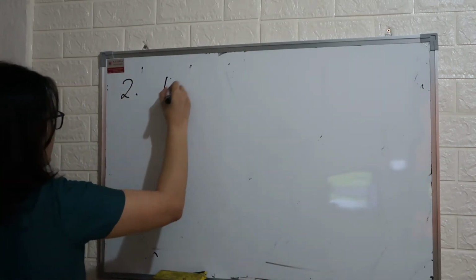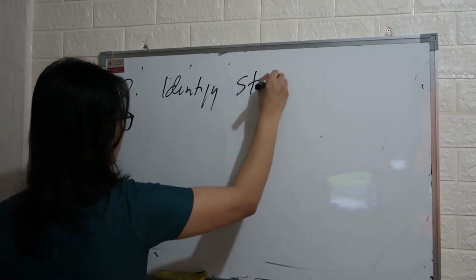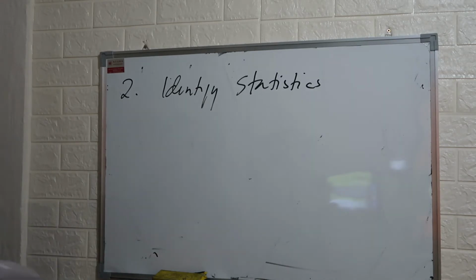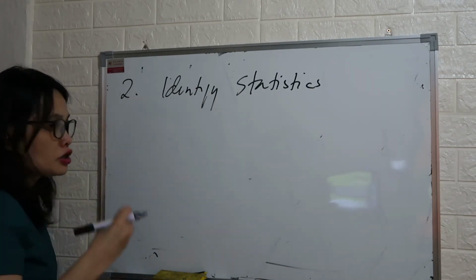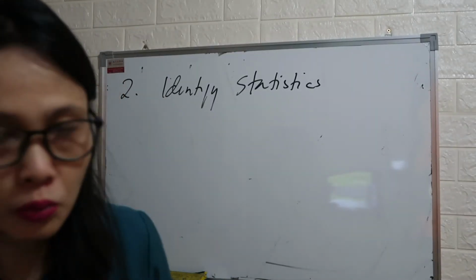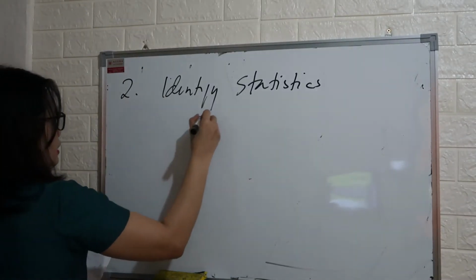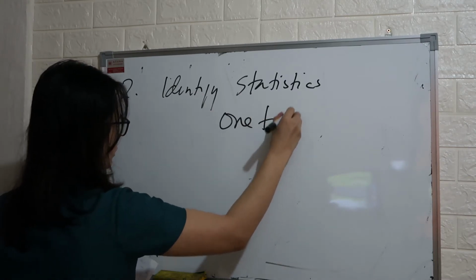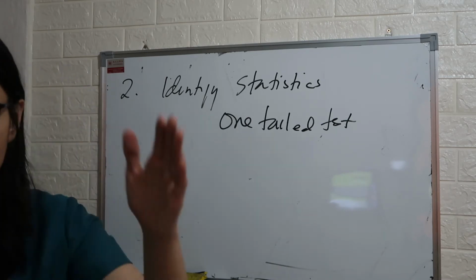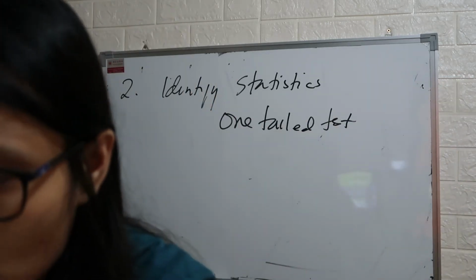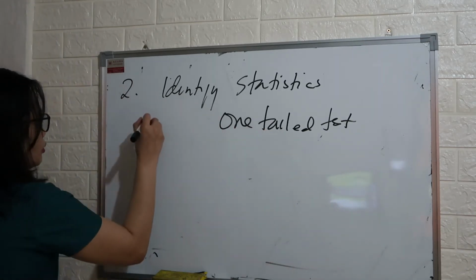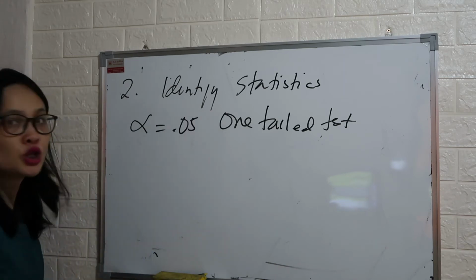So number 2, identify statistic. Since your HA is mu1 minus mu2 greater than d sub O, we can say that it's a one-tailed test, based on your HA. Since it's longer, the test to use is based on your HA. So we'll be using a one-tailed test, given alpha, which is 0.05 or 5%.